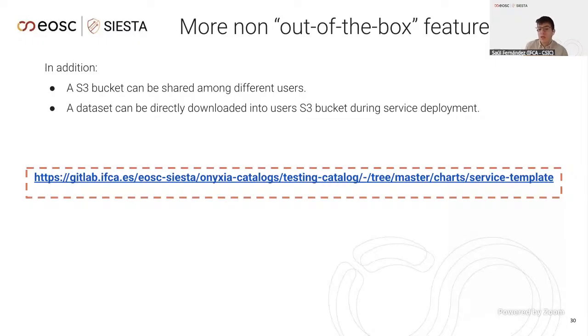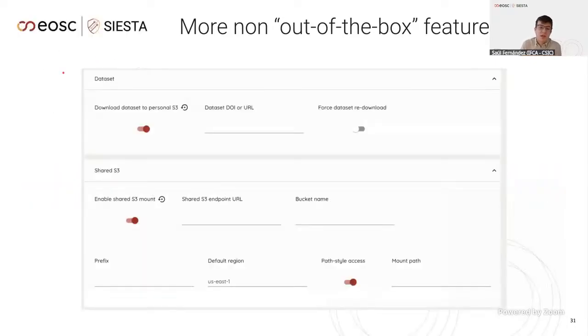The idea is that the users can share the credential for accessing a shared bucket, and that bucket will be mounted inside the running service as well as the personal bucket. We have also developed a functionality in which a dataset can be directly downloaded into a user's S3 bucket during the service deployment. This is an example of the configuration of these two functionalities.